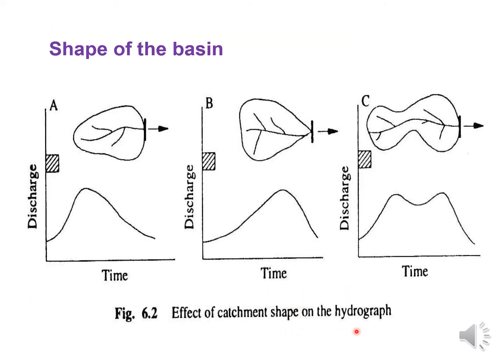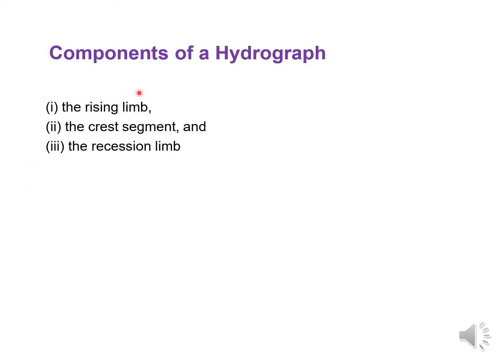The shape of the catchment depends on the hydrograph. Here in the figure, these are the shapes of the catchment, and if the peak discharge occurs earlier, the shape of the catchment will be like this. If the peak of the hydrograph occurs later, then the shape of the catchment will be like this, and if there are two peak discharges, then the shape of the catchment will be like this. From the above discussion, we can say the hydrograph will have the following three components. These components are the rising limb, the crest segment, and the last one is the recession limb.